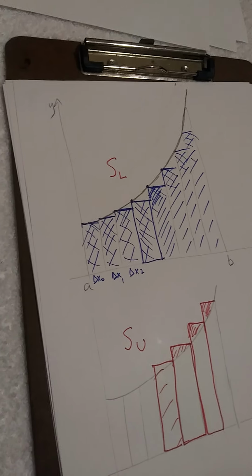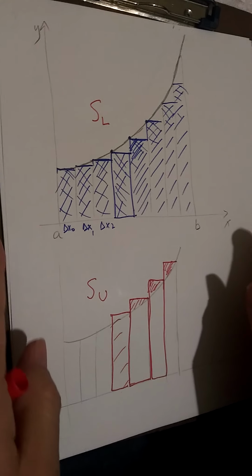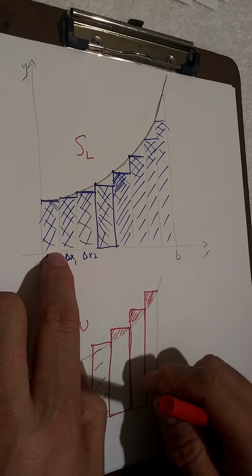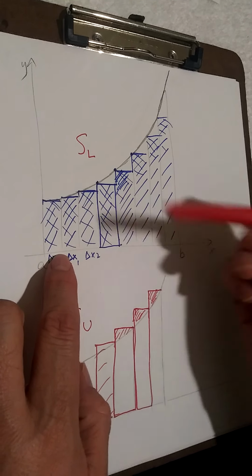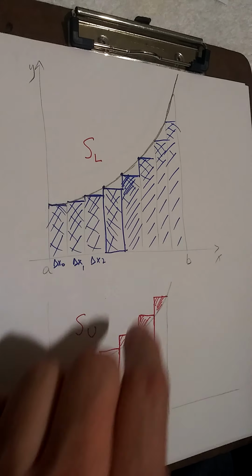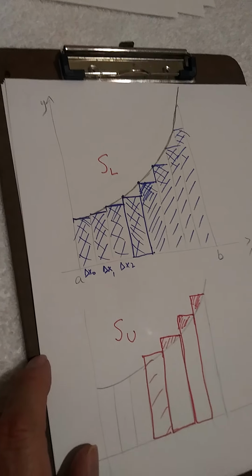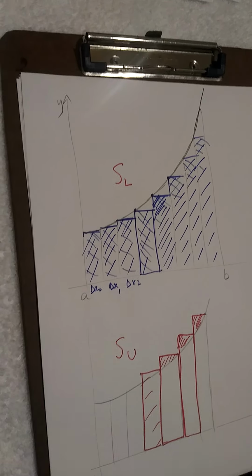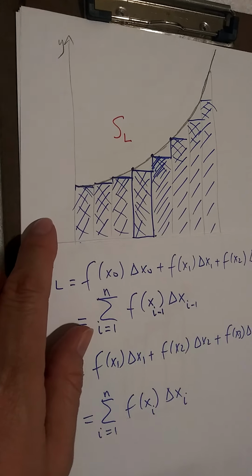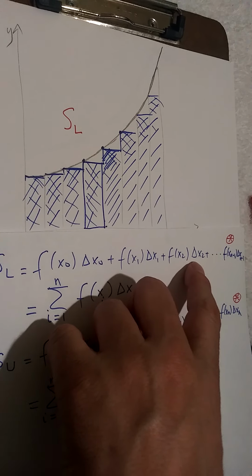Okay. And if we do the area of each rectangle, let's go back to the blue graph. The area of this rectangle will be delta x0 times f of x0. Delta x1 times f of x1. Delta x2 times f of x2. Delta x3 times f of x3, etc. And here's what the sum will look like. The lower sum will be f of x0 times delta x0 plus f of x1 times delta x1 plus f of x2 times delta x2, etc.